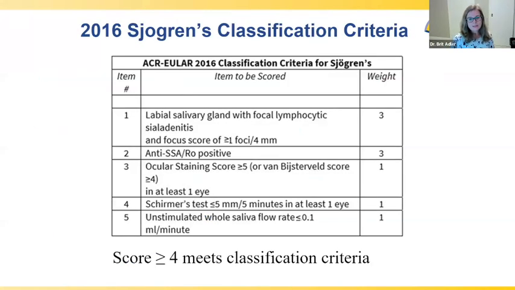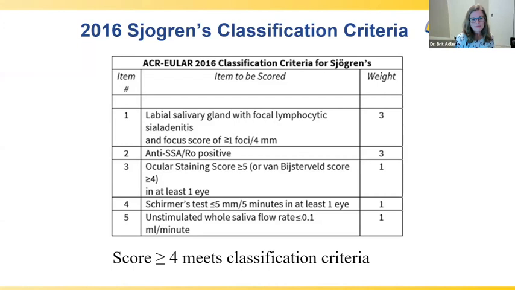So just to revisit the classification criteria, now that we've talked about all of these different diagnostic tests. Going into the classification criteria are the lip biopsy results and the Rho antibodies, and the lip biopsy and the Rho antibodies are very heavily weighted. So if you have either one of those positive, you get 3 points for either of those.